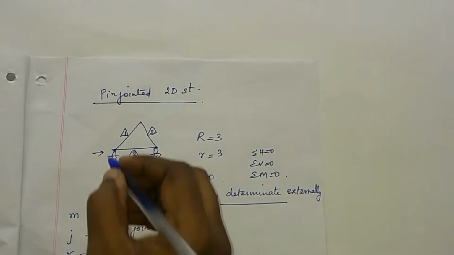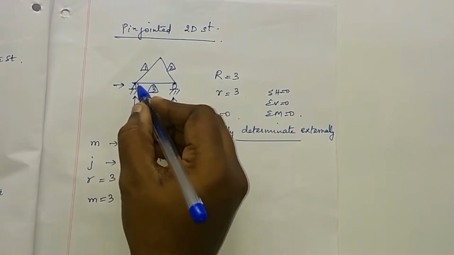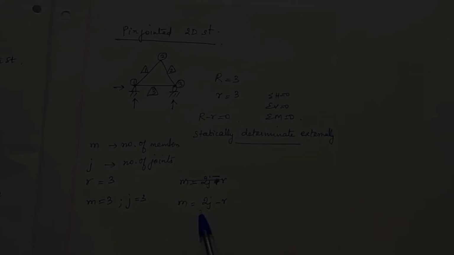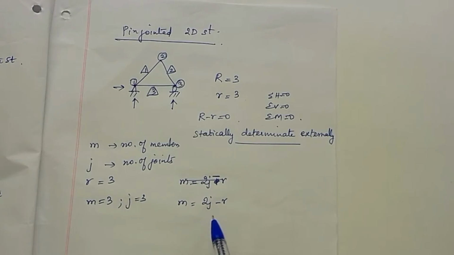For J, let me number the nodes 1, 2 and 3. So I can tell J value is 3. If M is equal to 2J minus R, then it is said to be a statically determinate structure internally.